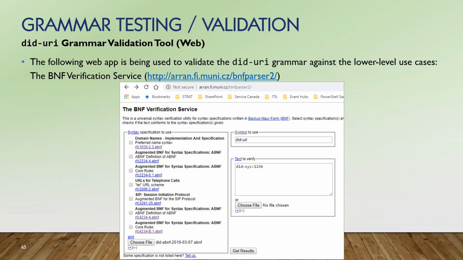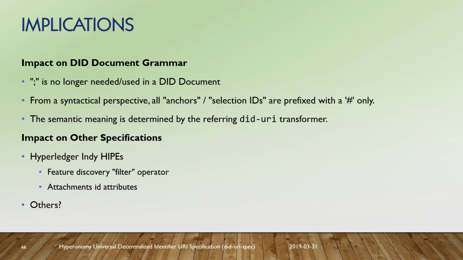Here's a testing tool we're using, which is BNF Parser 2. In the bottom left, you choose the file, the ABNF. The symbol to choose is did URL. Did URL is always really the topmost component in the grammar. And there we're testing just did :xyz :1234, and it would give us the result.